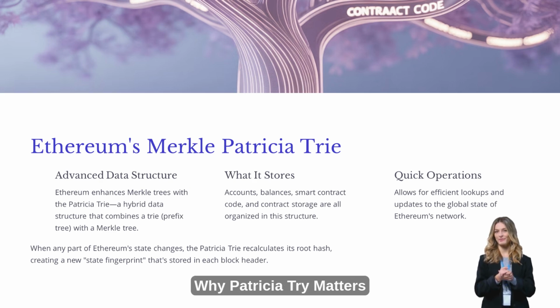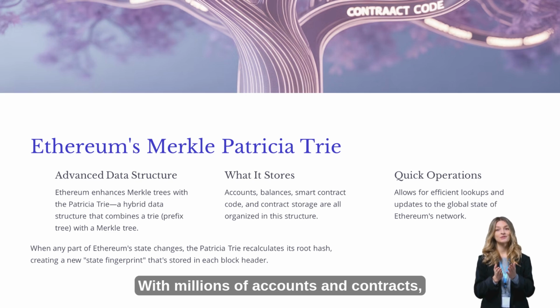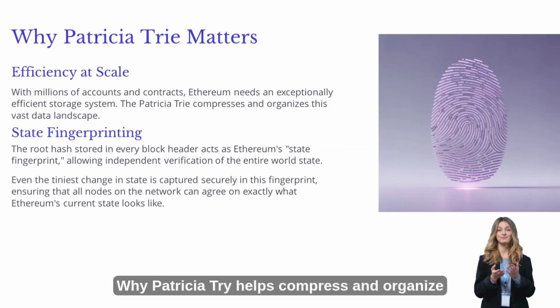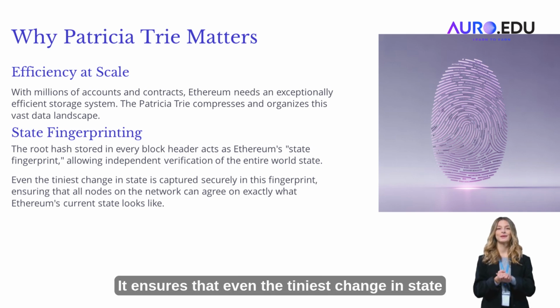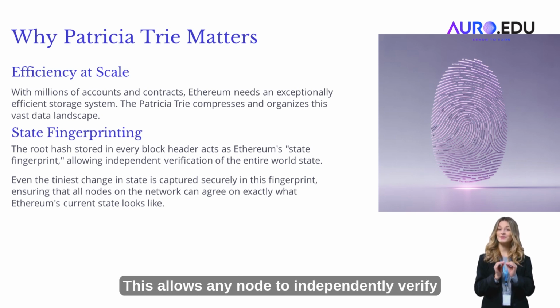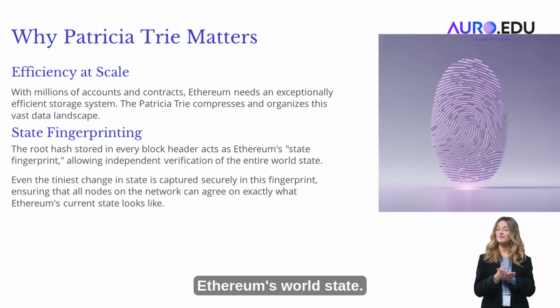Why Patricia Trie matters. With millions of accounts and contracts, Ethereum needs efficient storage. The Patricia Trie helps compress and organize all this data. It ensures that even the tiniest change in state is captured securely. The root hash is stored in every block header, acting as Ethereum's state fingerprint. This allows any node to independently verify Ethereum's world state.